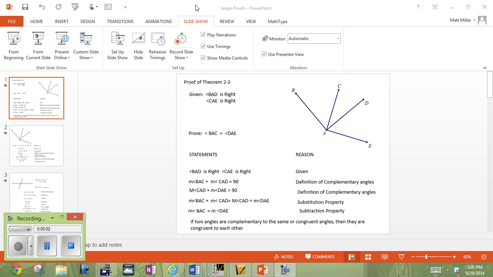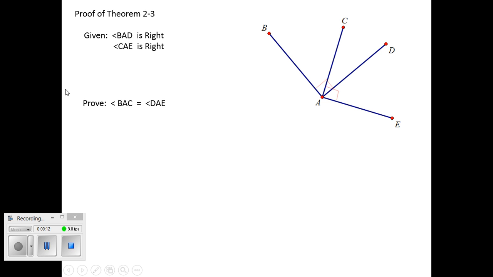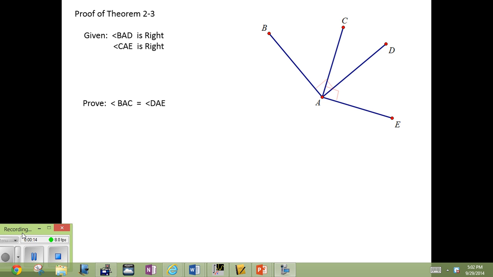Now in this video we want to go over some of these proofs. I gave you this as a slideshow previously, and now we want to just show you how we go about setting up and writing the statements and reasons for a proof. Okay, so we take a look at the figure, take a look at the information from the figure.